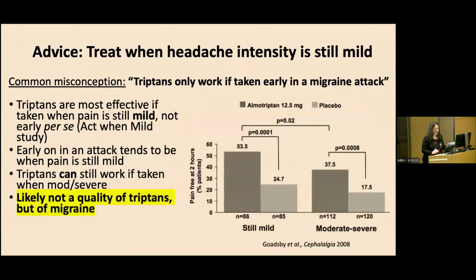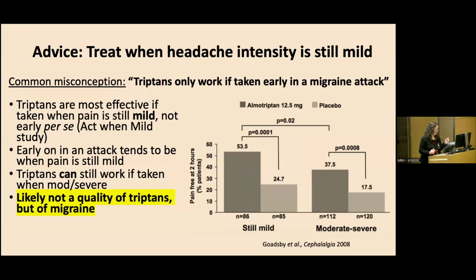The other thing to think about is ideally the patient will take their acute therapy early on when the pain is still mild. There's this common misconception that I hear a lot that triptans will only work if you take them early in an attack. That's not exactly true. It's really if you take them when the pain is still mild, they're more likely to help than if you take them when the pain has progressed to be moderate or severe.